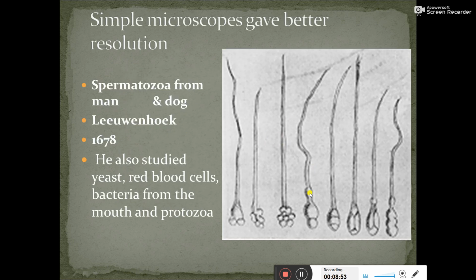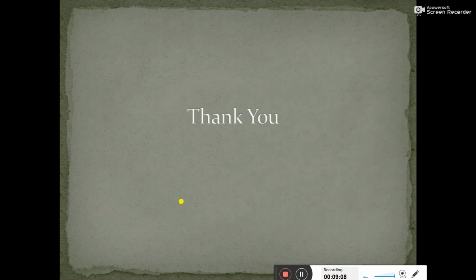Now these are the images he obtained of spermatozoa from man, dog, and others. And as I mentioned earlier, he also studied yeast cells, red blood cells, as well as bacteria from the mouth and protozoa. So with this, we come to an end of the early microscopy.